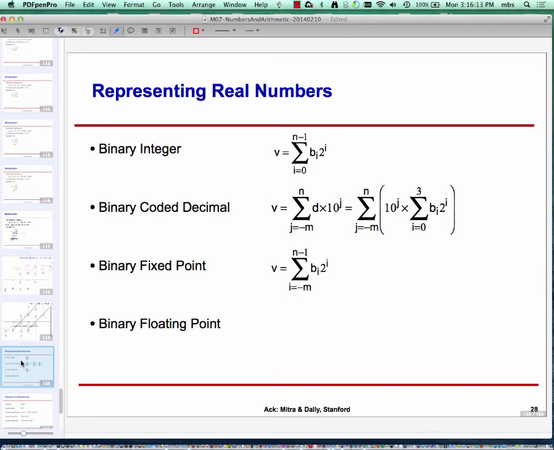If our system only needs positive numbers, that we did early on. Now we also know how to do things where there will be negative numbers and positive numbers. What about real numbers? Real numbers could be done in a couple of ways.